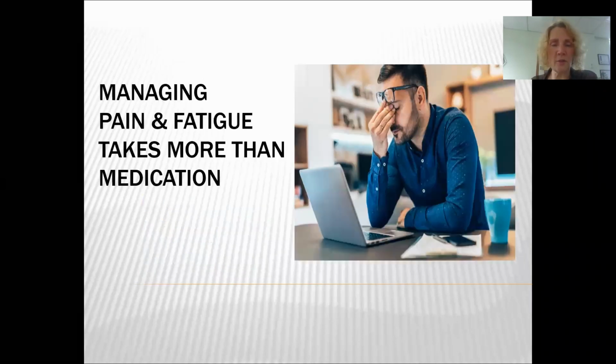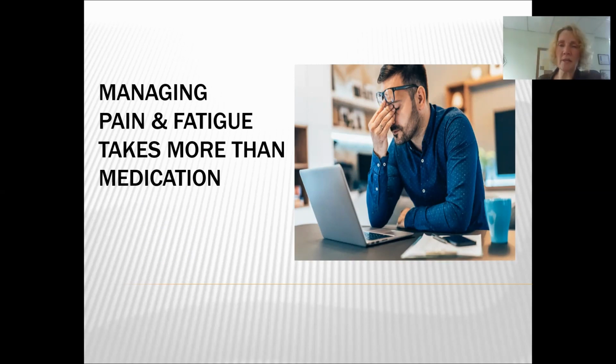And just to start with, as I'm sure you all know, managing pain and fatigue, or managing your lupus symptoms, takes far more than medication, and it can take multiple specialists as well. So we're going to get into that in more detail.